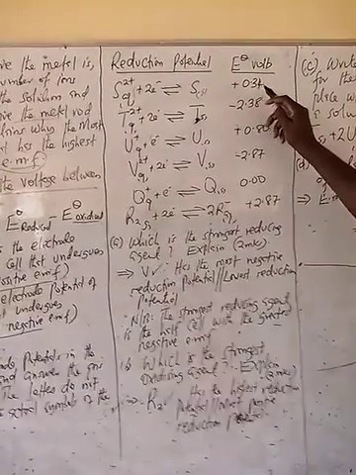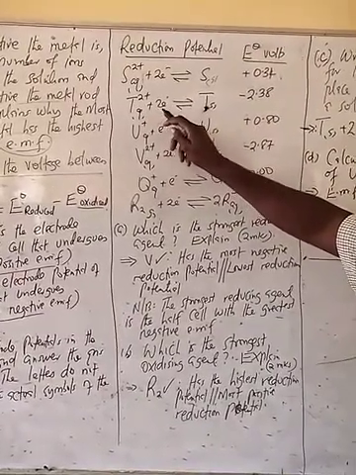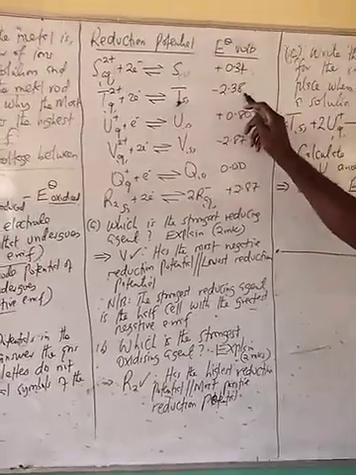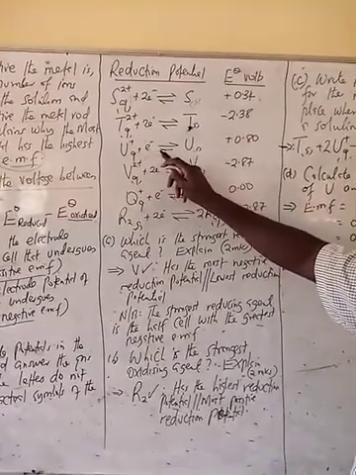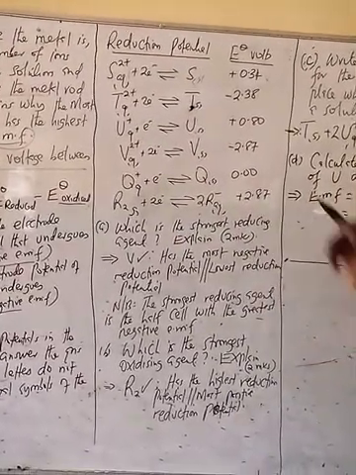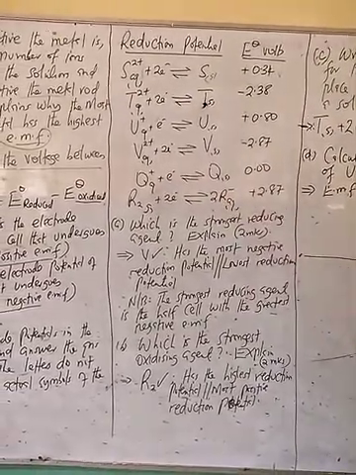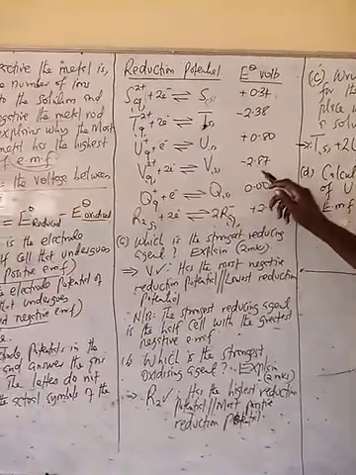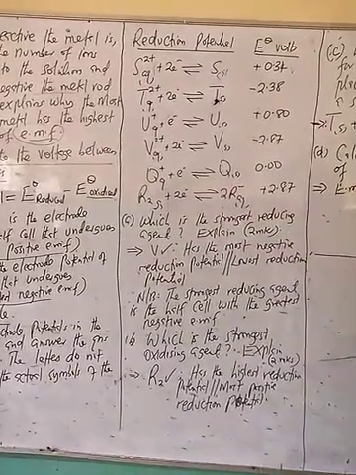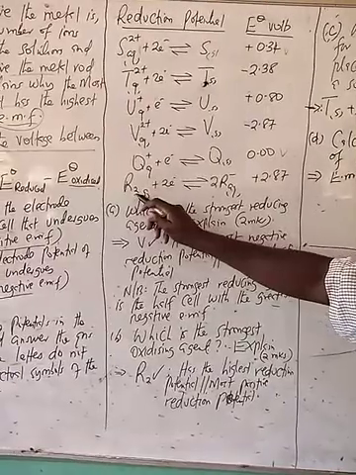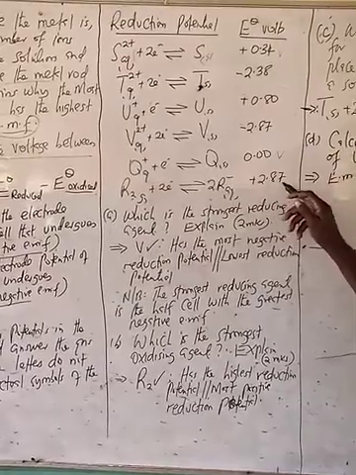That is EMF, 0.34 volts. T ions receiving 2 electrons, giving T solid, negative 2.38 volts. U receiving electron to produce U as a metal, a solid, positive 0.38 volts. V receiving 2 electrons to produce V solid, negative 2.87 volts. Q receiving 1 electron to produce Q solid, 0.00 volts. R2 as a gas receiving 2 electrons to produce R ions, positive 2.87 volts.